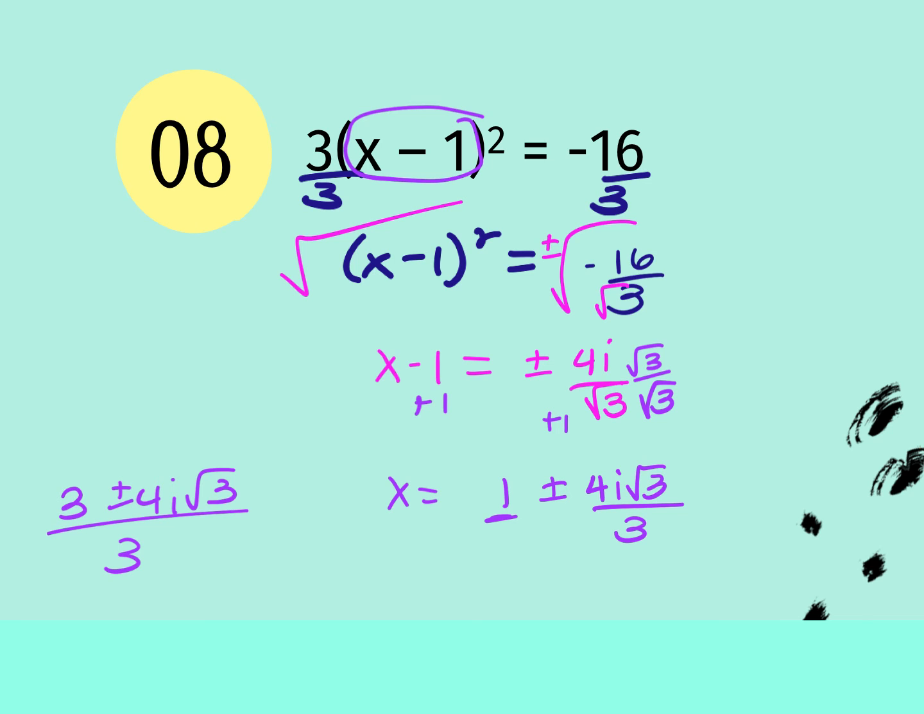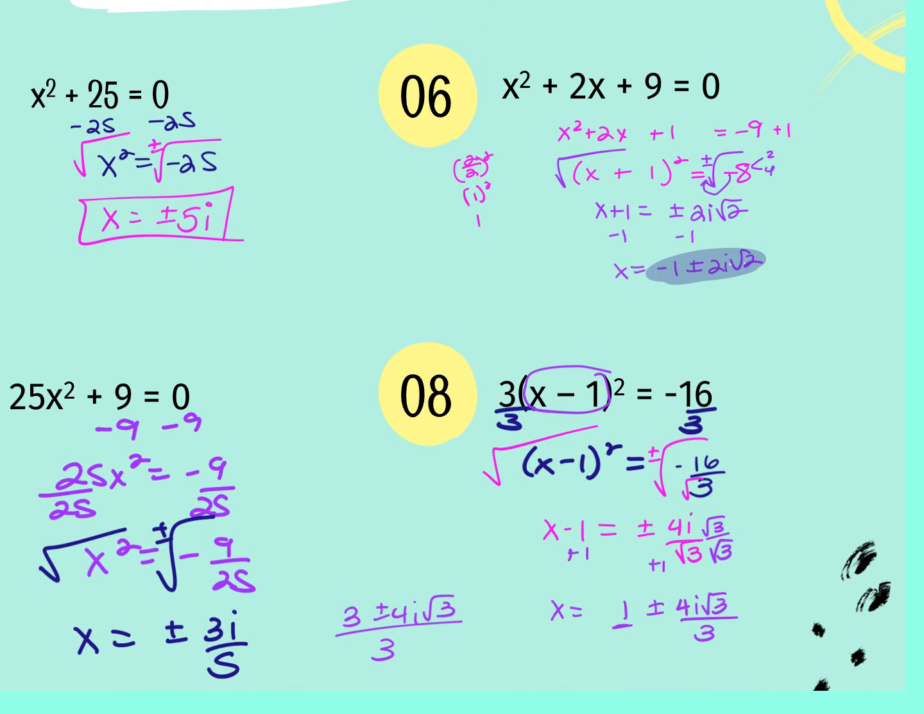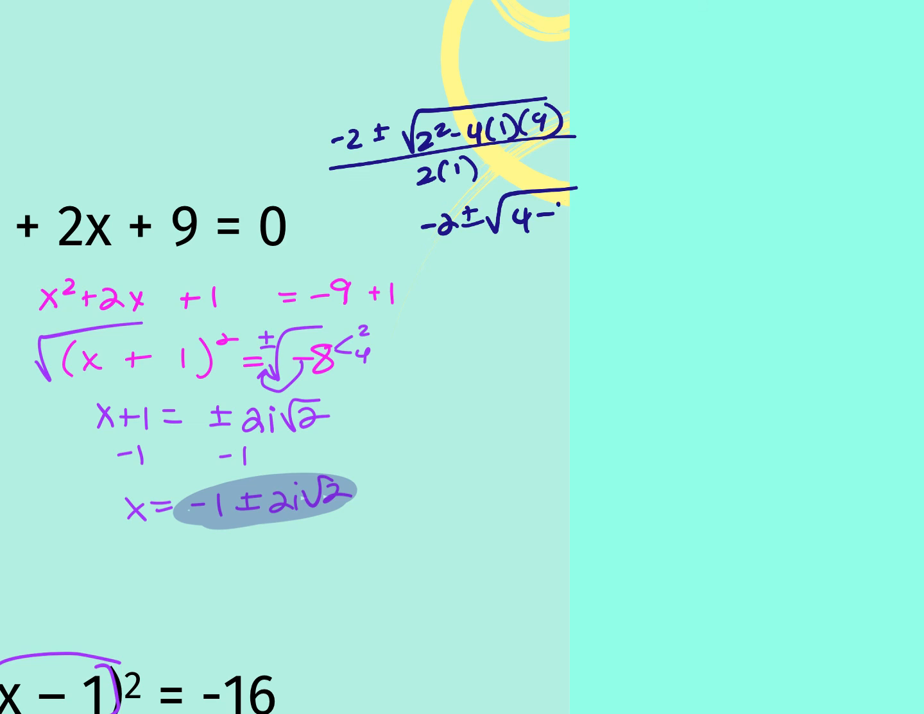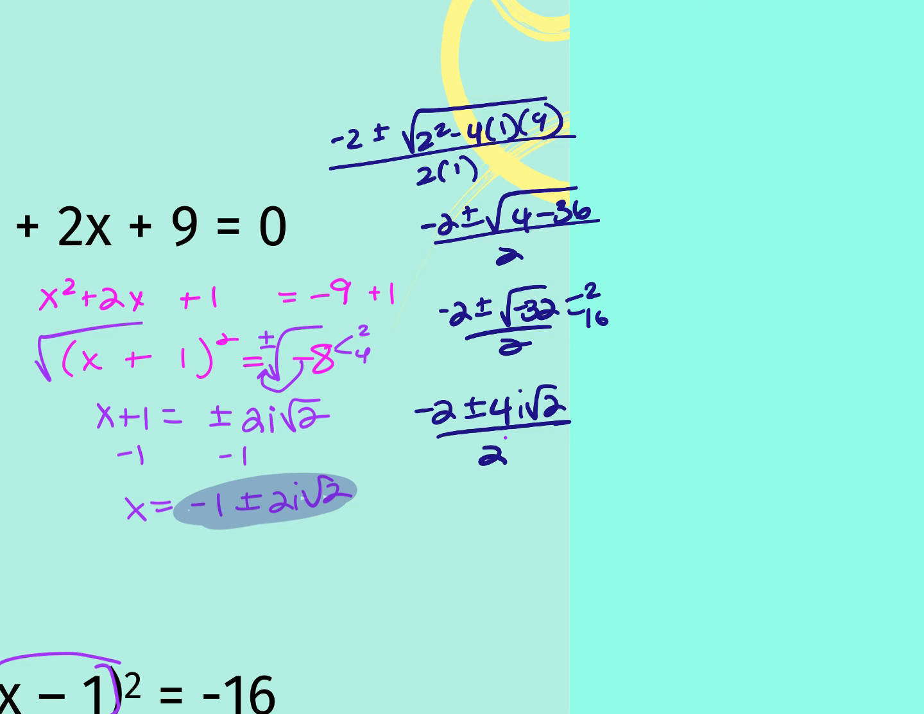Can you do the quadratic formula for 6, please? Yeah, 6. Okay. So negative b plus and minus the square root of b squared minus 4 times a times c all over 2 times a, negative 2. 4 minus 36. So that's 2 and 16, right? So negative 2 plus and minus 4i root 2 over 2. And then 2 goes in itself once and 4 twice.